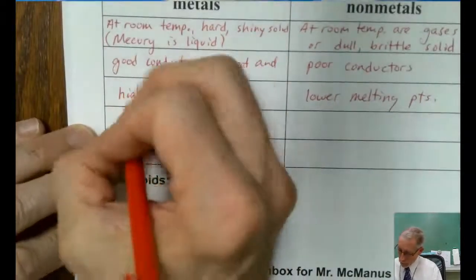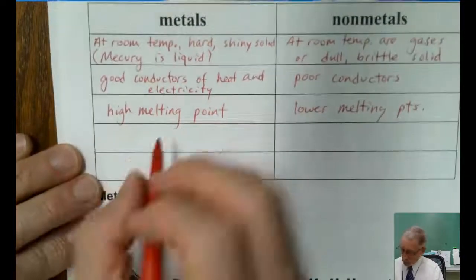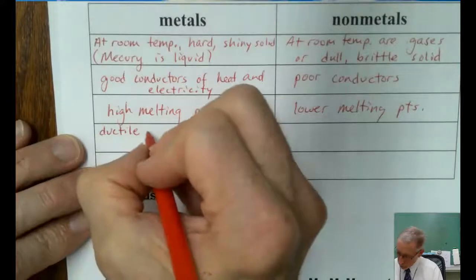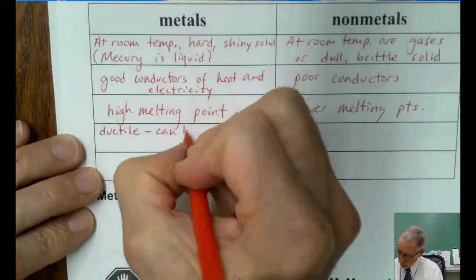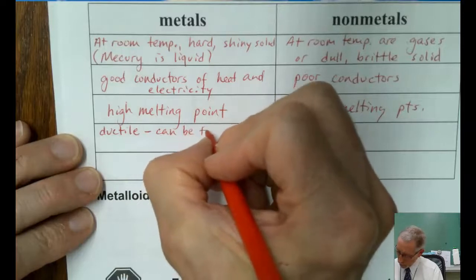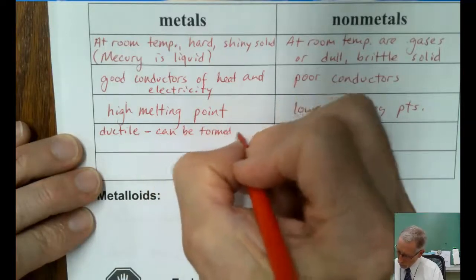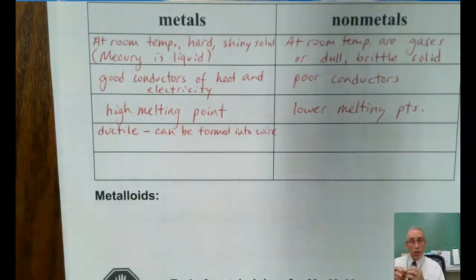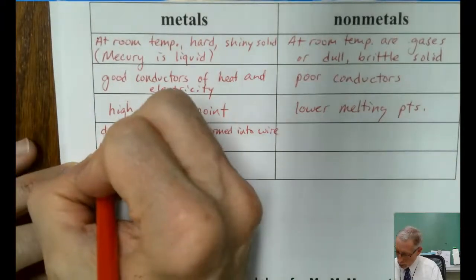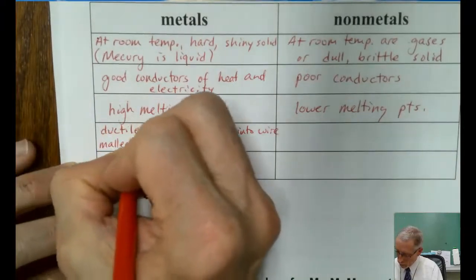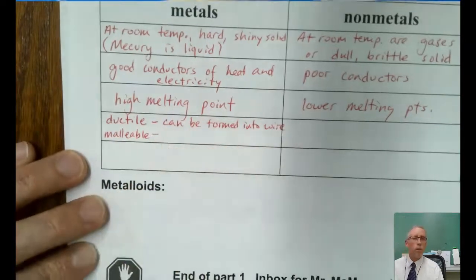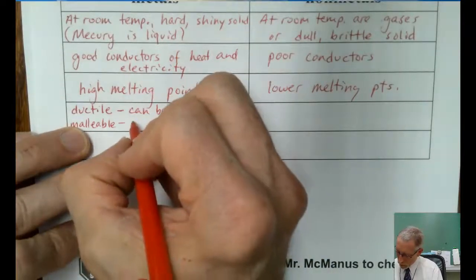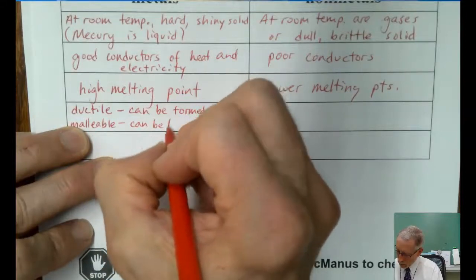Metals tend to be shaped very easily. So there's two terms I want you to know. Metals are both ductile, which means they can be formed into wire. Ductile means able to be drawn out into a long wire, and also malleable. Hopefully you can see. If you're not watching on full screen, you probably should. Malleable means can be flattened.